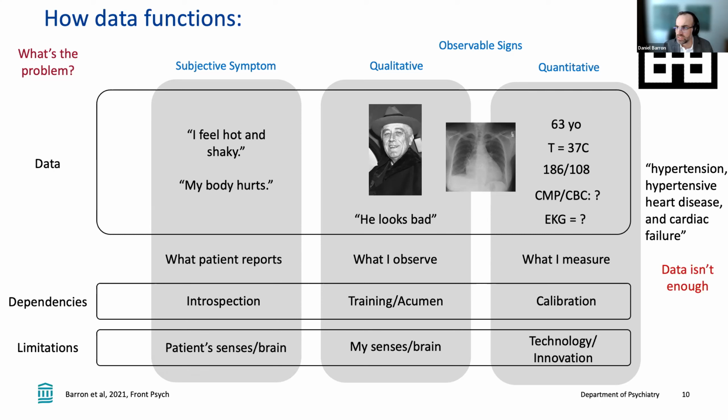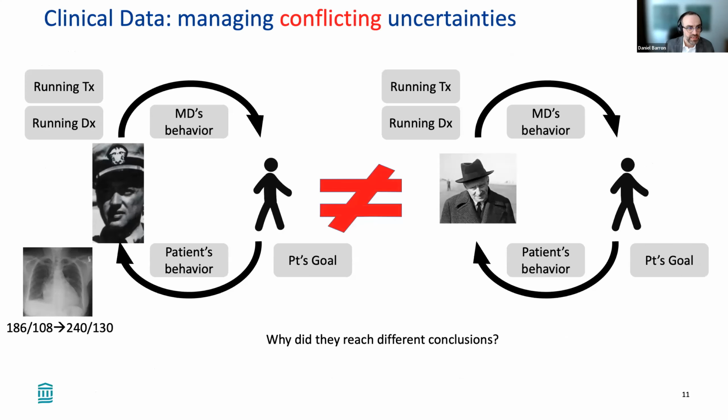And so the point is that data just isn't enough. And so here's the clinician that evaluated him, Dr. Brennan, at the Naval Hospital in Bethesda. And here's Lord Moran. And so they had access to similar data. And even, in fact, Brennan had more data than Lord Moran did, but they reached different conclusions.